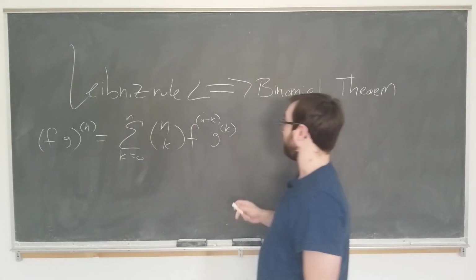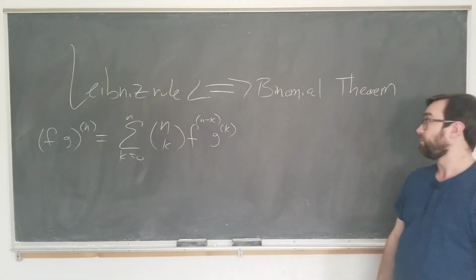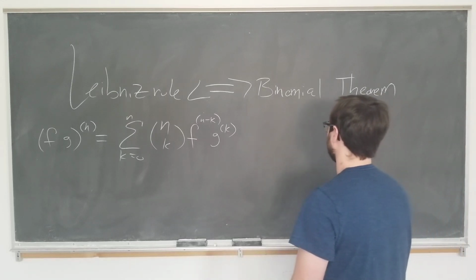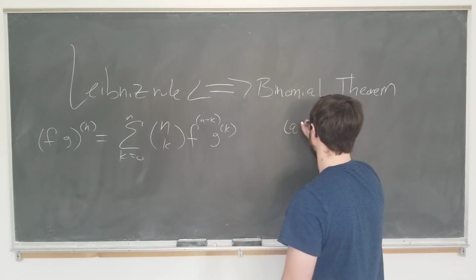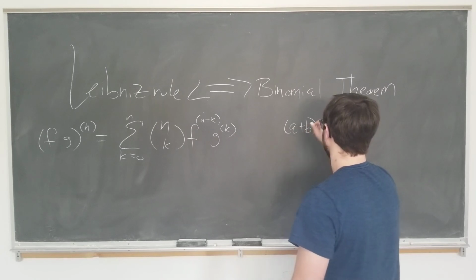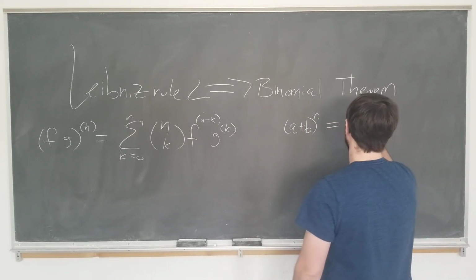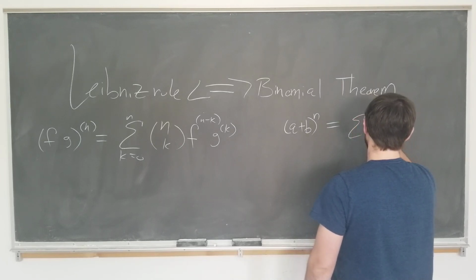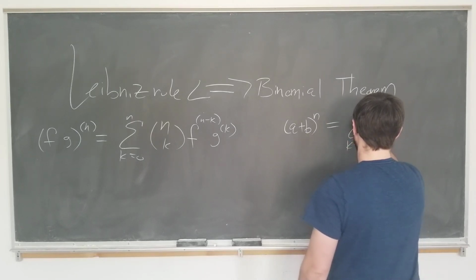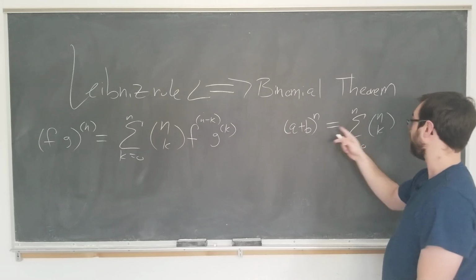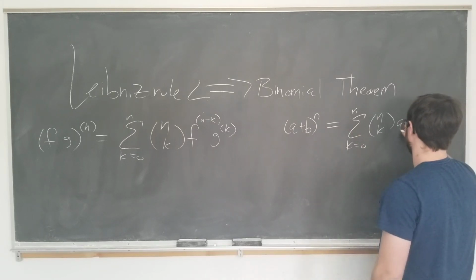Well, the binomial theorem is a much simpler theorem in most senses. It tells you that if you wanted to compute the sum of two things to the nth power, you could do this as long as you had the binomial coefficients and you knew the nth power of the original things.